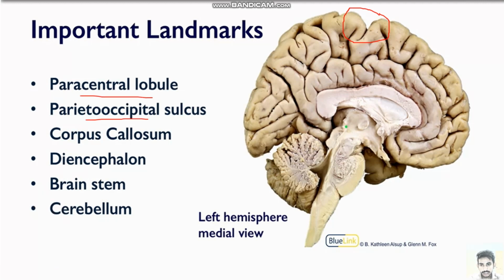Now let's talk about the parieto-occipital sulcus. This is our parieto-occipital sulcus. It is a very deep groove and it is a clear landmark and clear demarcation between our parietal lobe and occipital lobe. This is the parieto-occipital sulcus.